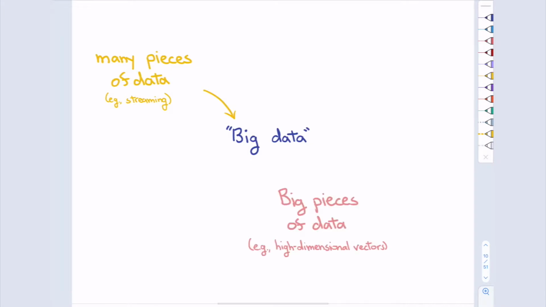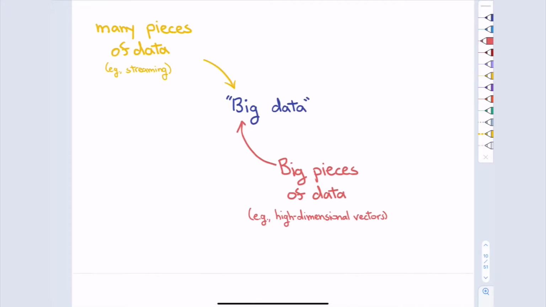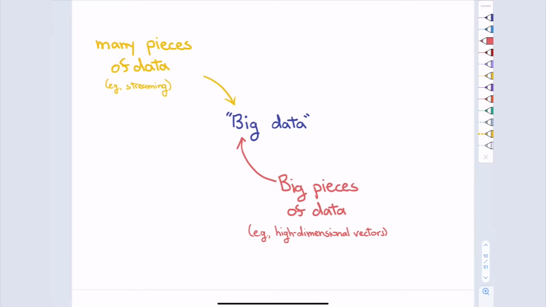Maybe the other sense of the word is when the individual pieces of data are very big, and often we're dealing with high dimensional vectors, so big arrays with tons of numbers. That's another sense of the word big data, and then of course you can have both. Does anyone want to give me an example of a situation where you can get very high dimensional vectors naturally, that maybe you've come across in your own work?